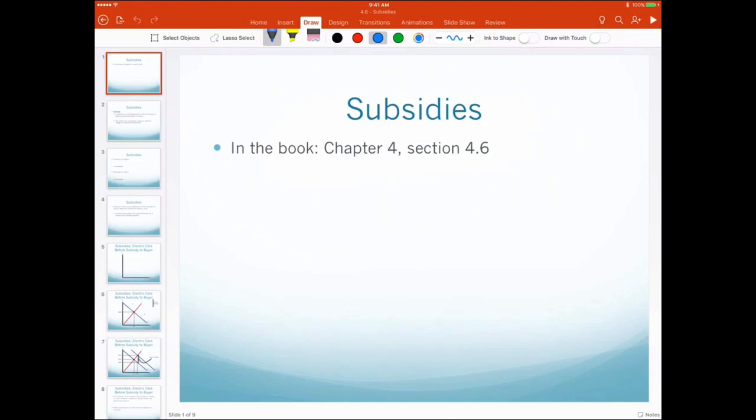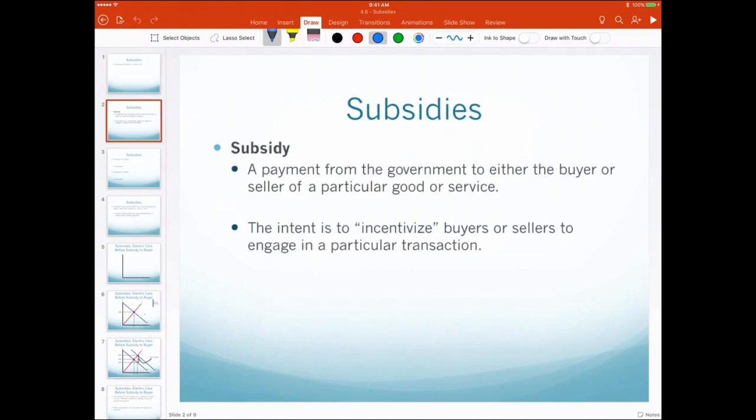In this video, we're going to cover the idea of subsidies. Now, I didn't cover subsidies in class because the analysis is essentially identical to a tax, and you'll see as we work through it. Okay, so let's dive in with subsidies.